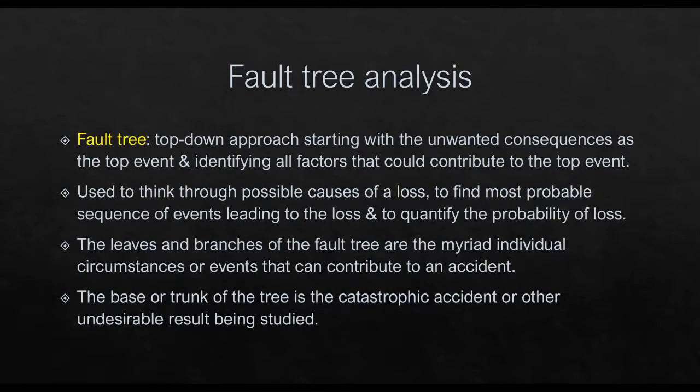The fault tree is a top-down approach, starting with the unwanted consequence as the top event and identifying all factors that could contribute to the top event. So we have the top event, and then we have the basic events which contribute to the top event. It is used to think through possible causes of a loss, find the most probable sequence of events leading to the loss, and to quantify the probability of loss.